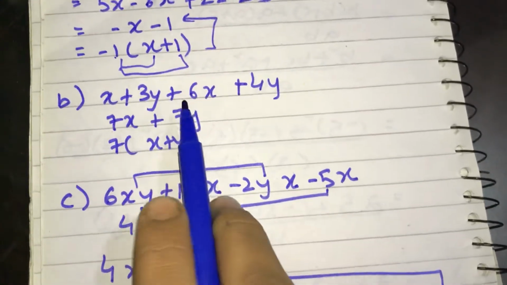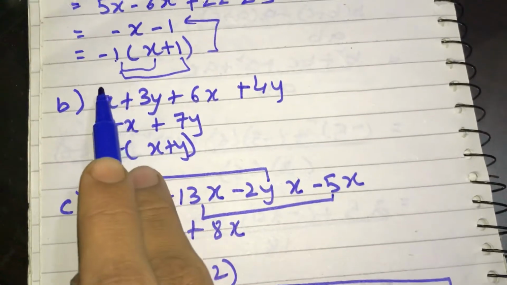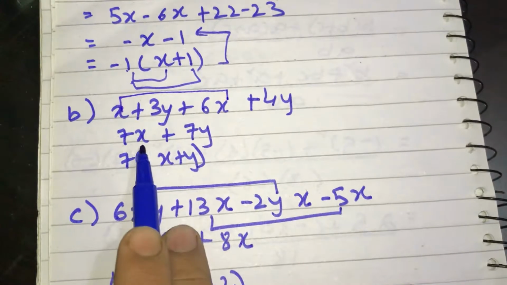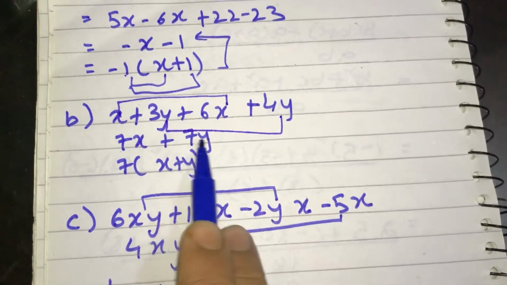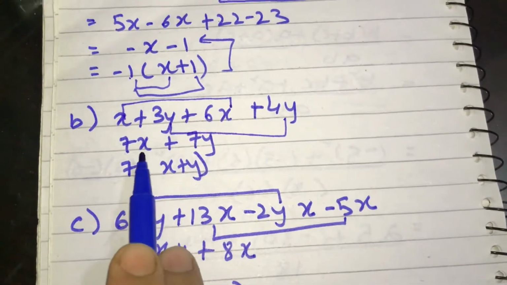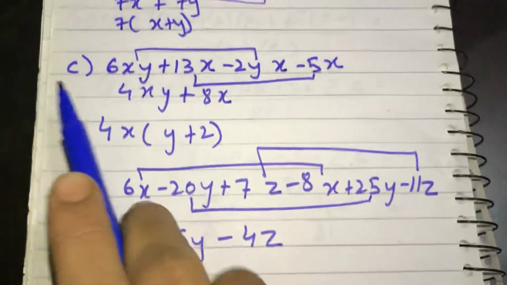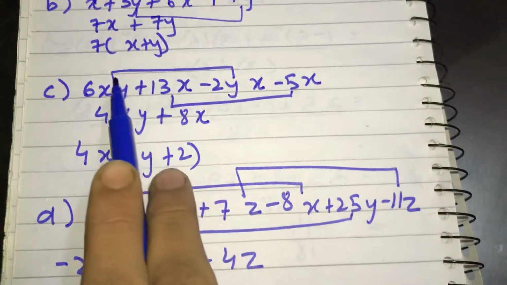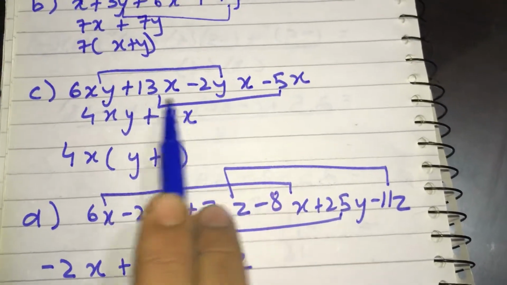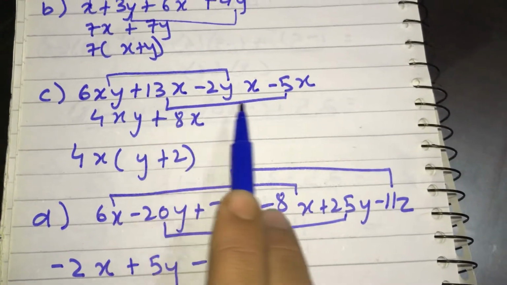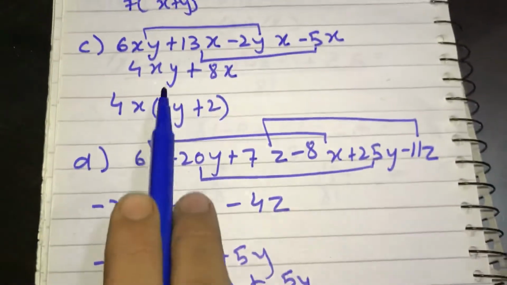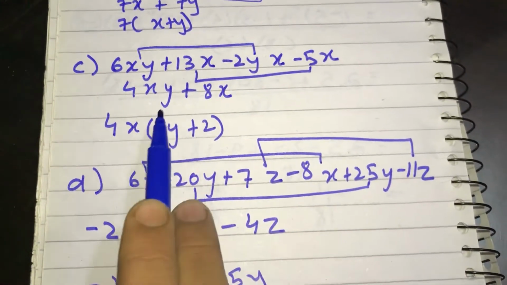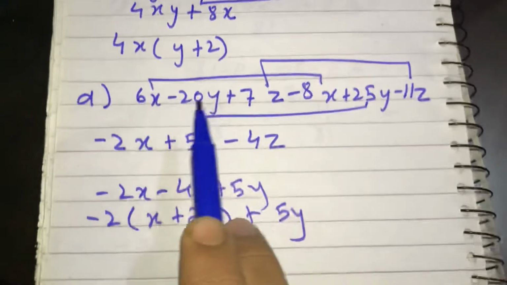Here x plus 3y plus 6x plus 4y. So x plus 6x is 7x, and 3y plus 4y is 7y. So 7 again is common, and x plus y in the bracket. Next, 6xy plus 13x minus 2yx minus 5x. 6xy and negative 2yx gives 4xy, and 13x minus 5x is 8x. Again 4x can be taken as common, y plus 2.